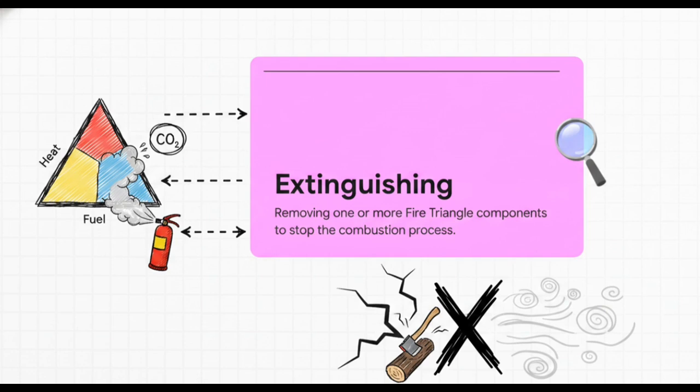To stop combustion, fire extinguishers are engineered to simply remove one or more of those 3 components we just broke down. You either take away the heat, block the oxygen, or eliminate the fuel. Break the triangle, and you kill the fire. It really is that chemically straightforward.